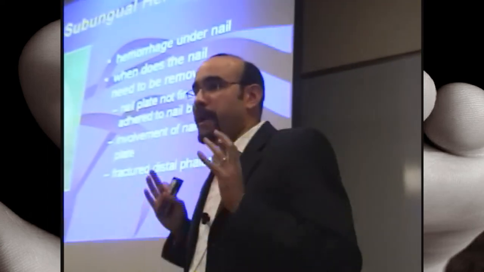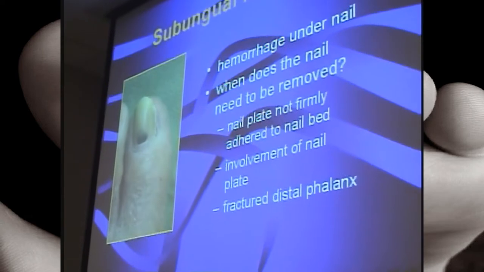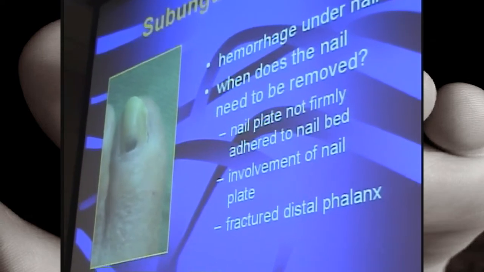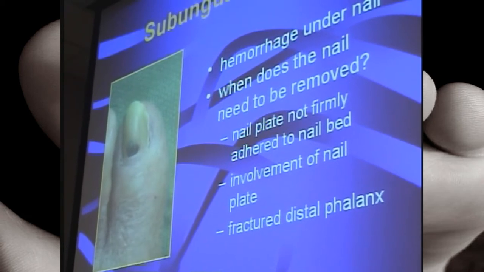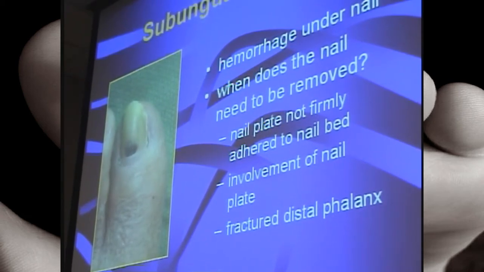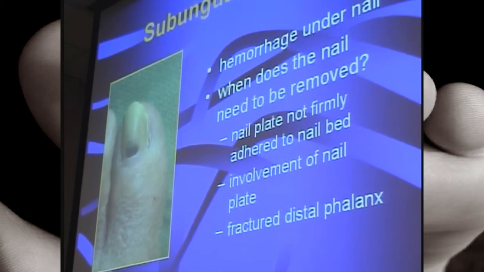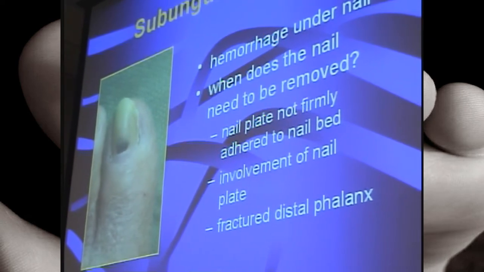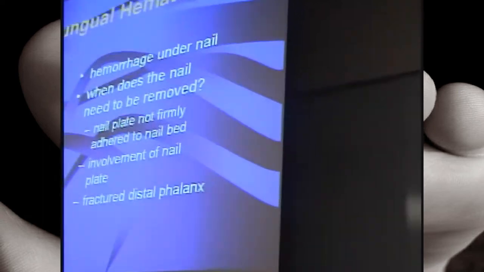Now, sometimes we can get what we call a subungual hematoma. You may drop something very heavy on the toe, and you're going to have bleeding underneath your toenail. If you get it right on the spot, you may have a larger hematoma than this. The rule of thumb is that if you get a hematoma that involves more than 50% of the nail, you need to remove the nail.